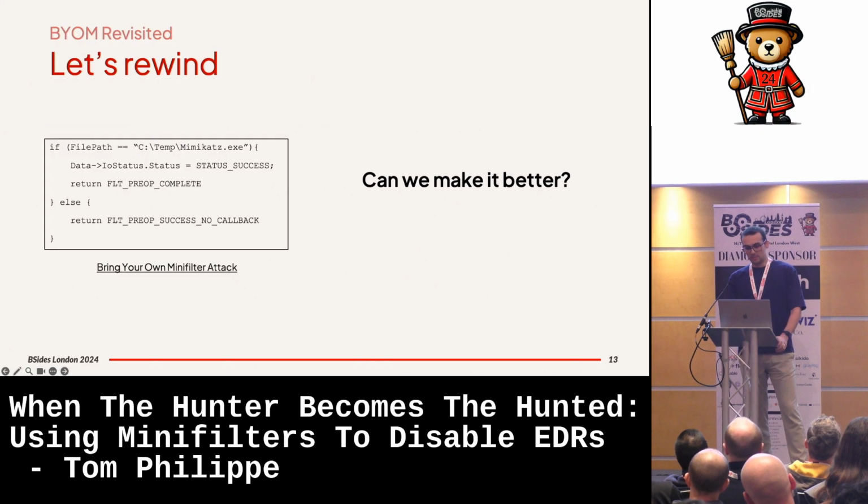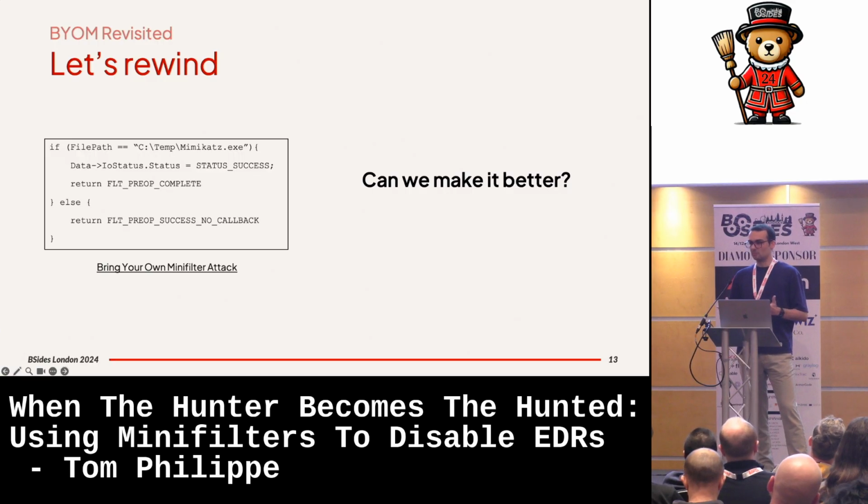So if we rewind a little bit, we just covered this bring your own minifilter attack, which relies on that completion of operation for whitelisted files. In this attack, we have our own minifilter. We detect events involving our own malicious files. We whitelist them so they're not passed on to the EDR. And that works as expected, but it's also not super practical because any new file that we want to whitelist, we need to recompile our driver, we need to reload it, we need to reboot the machine. So that's a lot of events, and that's a lot of detection opportunities.